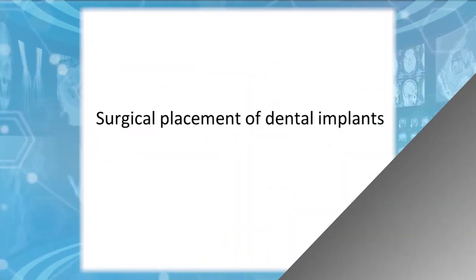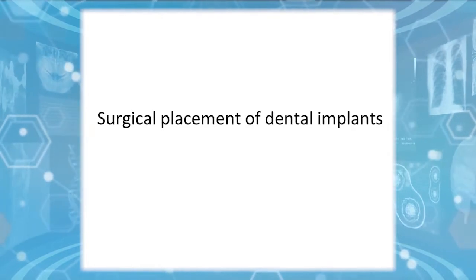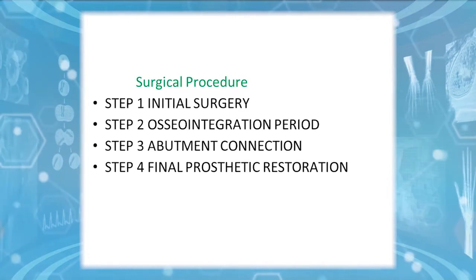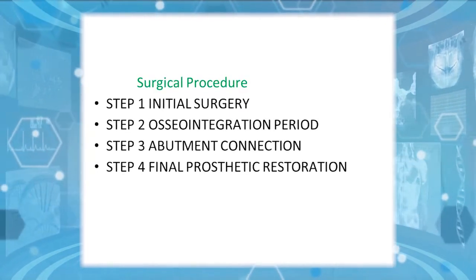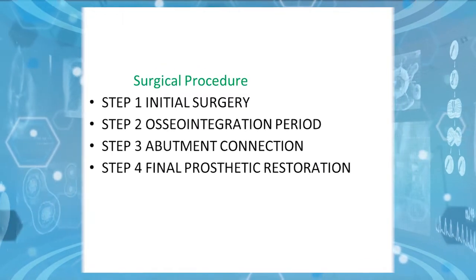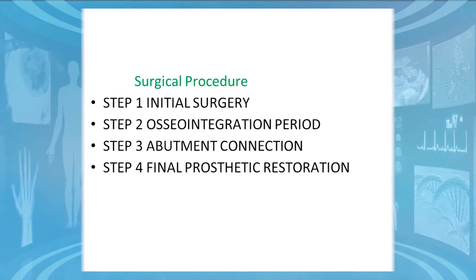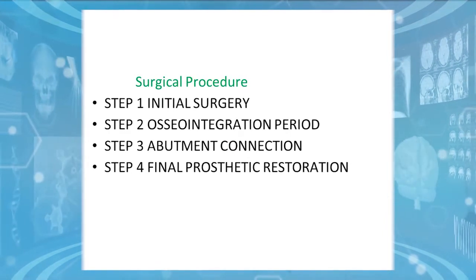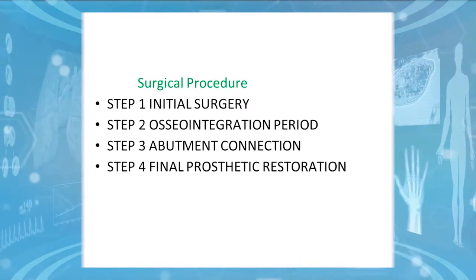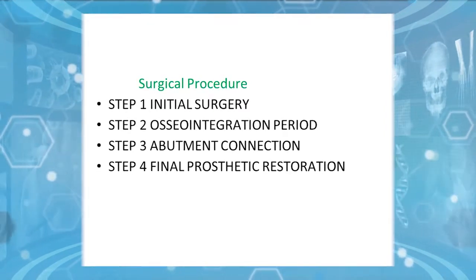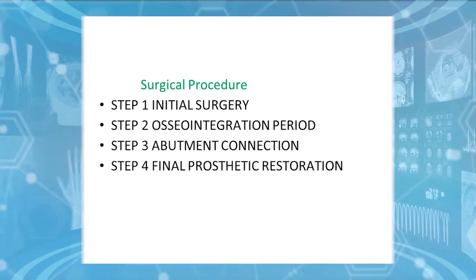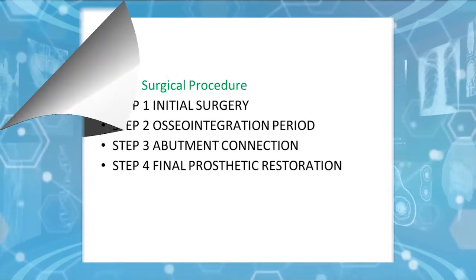Surgical placement of dental implants, like the surgery phase, how is it done? We have 4 main steps. Initial surgery. Step number 2, osteointegration period. It's the period between placement of the implant and the fusion of the implant. Abutment connection is the third phase, when you're going to connect the artificial crown to the dental implant. Then the last stage is final prosthetic restoration, which is the delivery of the crown to the dental implant.